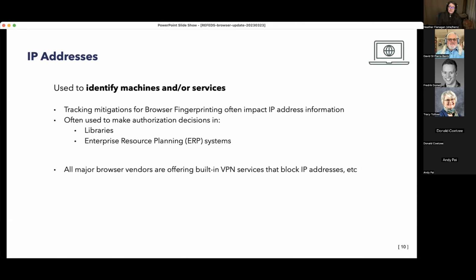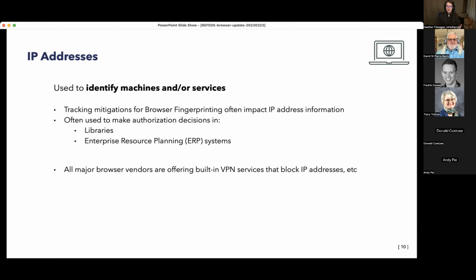IP addresses, these are used to, of course, identify machines and services. For about 8 years, I was the RFC series editor for the Internet Engineering Task Force, the IETF. And during that time, I had the pleasure of working with the people who invented the IP protocol. And when I was talking to them about how it's used most commonly with academic libraries to say if it's coming from this website, then they're authorized to use it, the people who invented the protocol were appalled. That's never what it was intended for. That is, however, what it's used for.